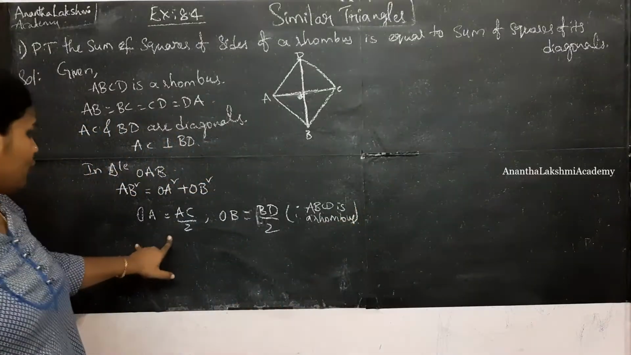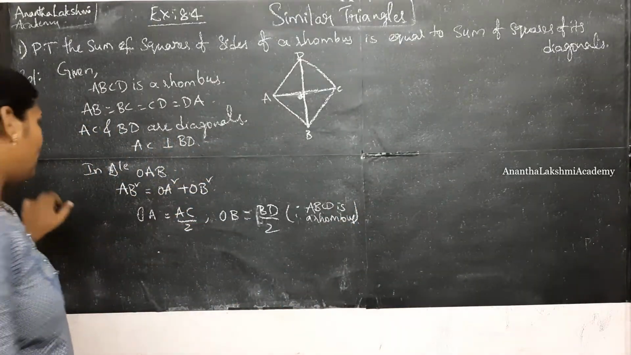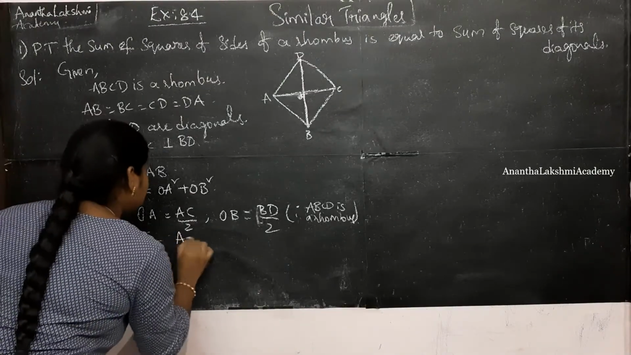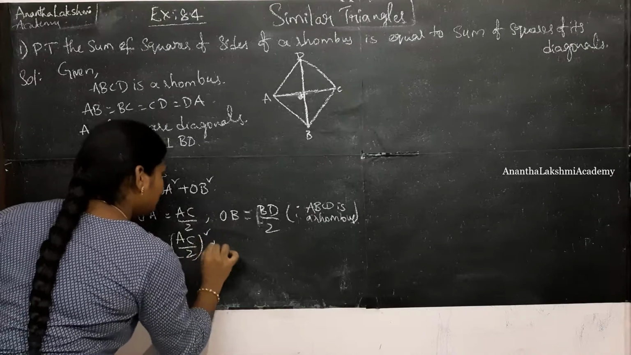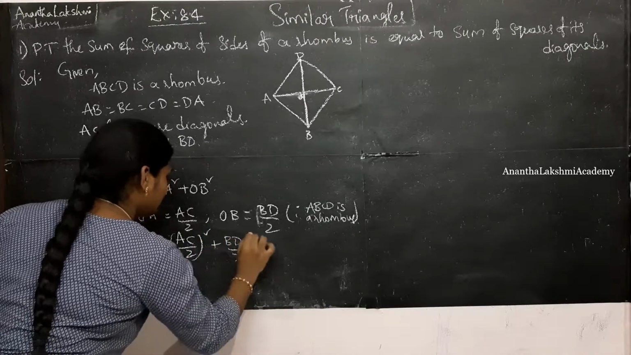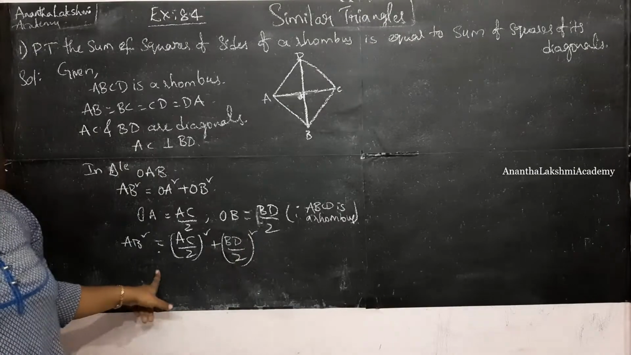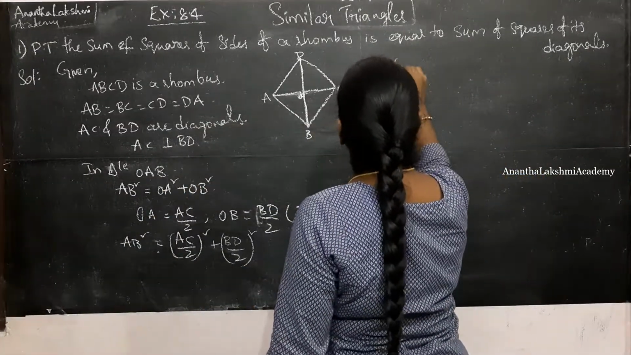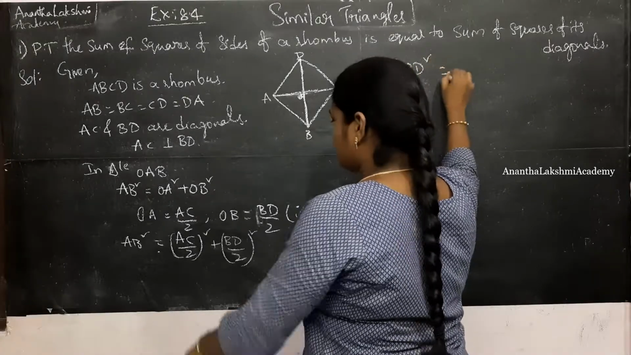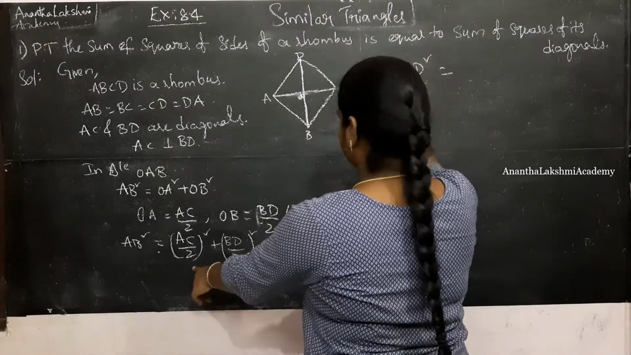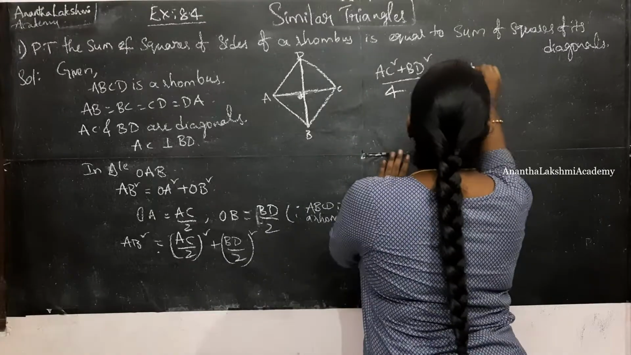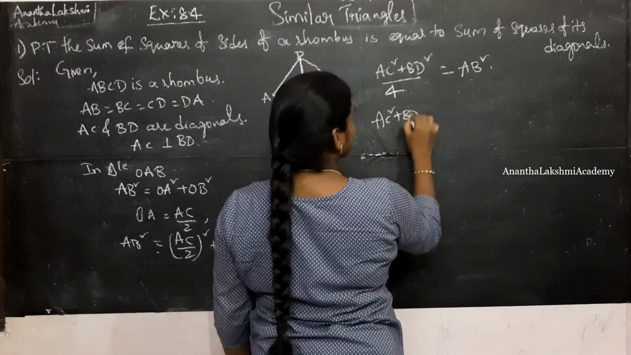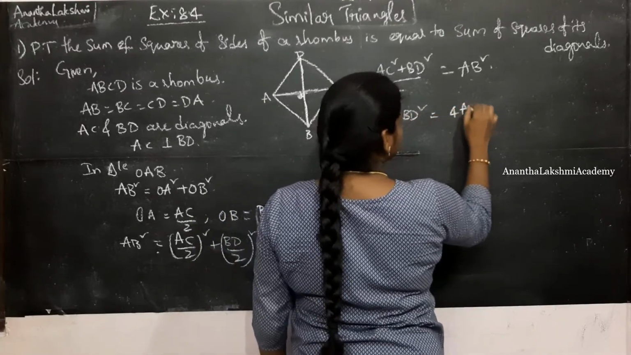Okay. Now, I am going to substitute these values in the above equation, which gives AB square is equal to (AC by 2) whole square plus (BD by 2) whole square. Now, upon simplification, (AC square plus BD square) by 4 is equal to AB square. That is nothing but AC square plus BD square is equal to 4 into AB square.